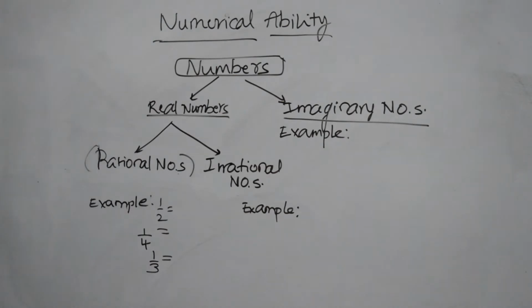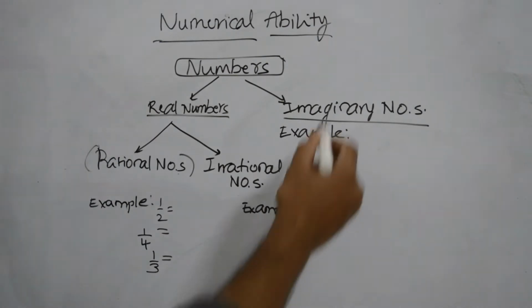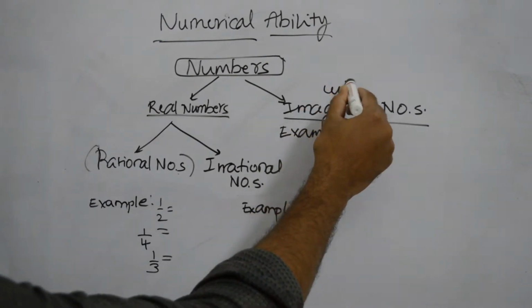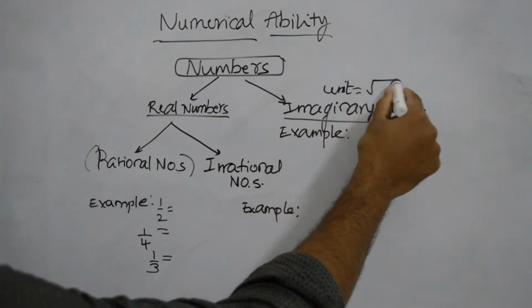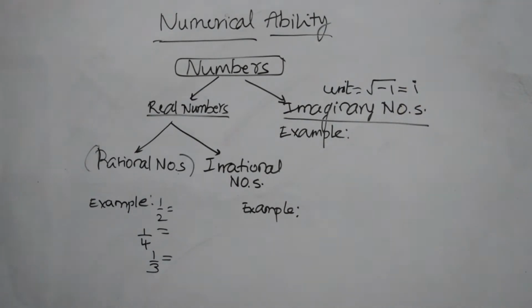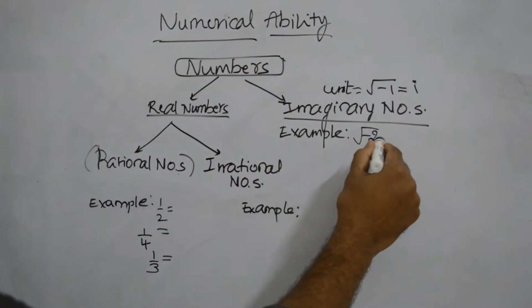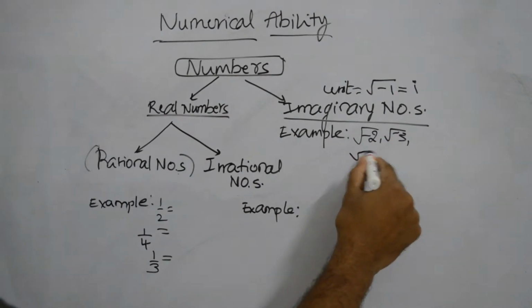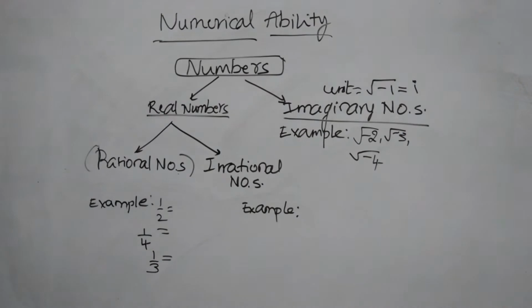Imaginary numbers are those numbers which are usually expressed as a multiple of the imaginary unit. Here the imaginary unit is root of minus 1, which is denoted by i. For example, root of minus 2, root of minus 3, root of minus 4, etc. Even though they are called imaginary numbers, they really exist and are used in various real-life applications like electricity, advanced calculus, quadratic equations, etc.